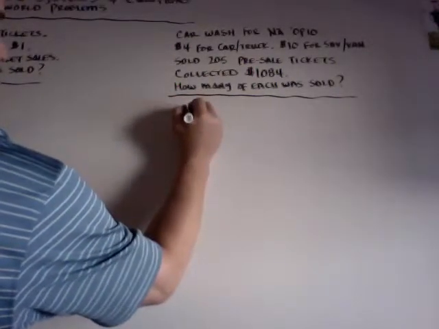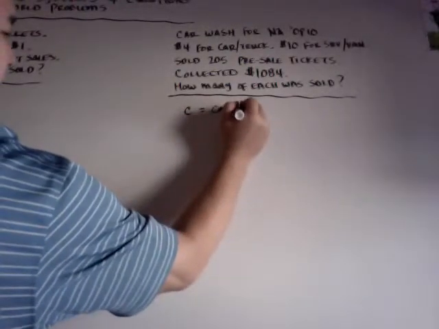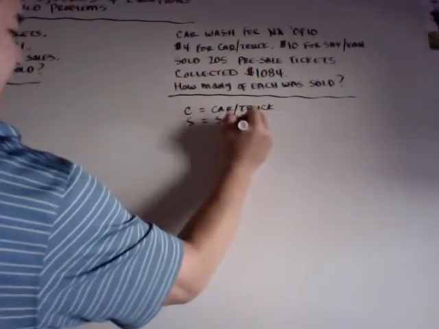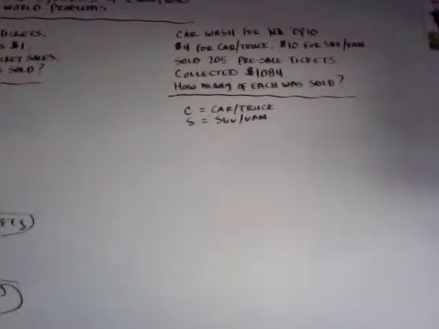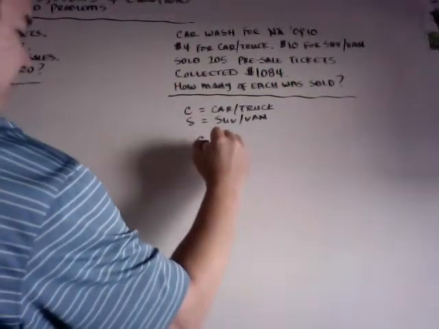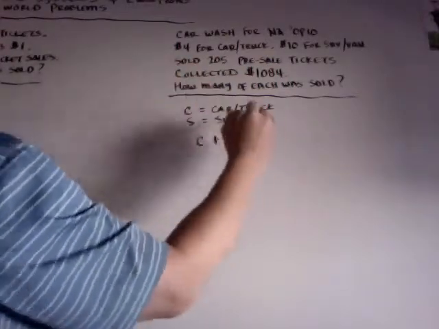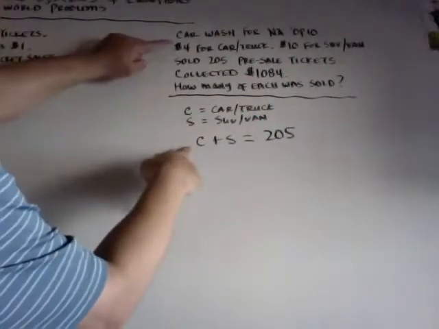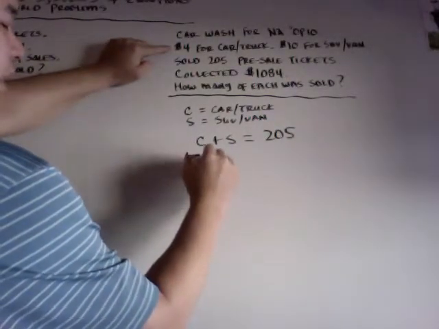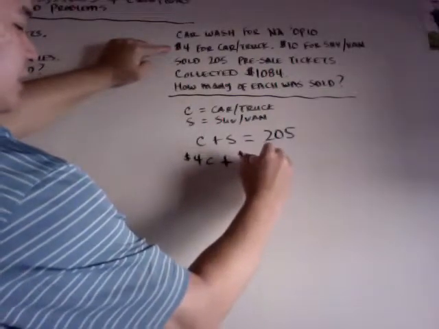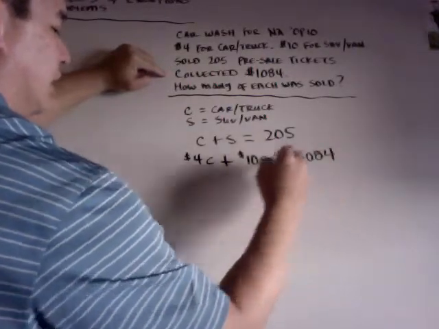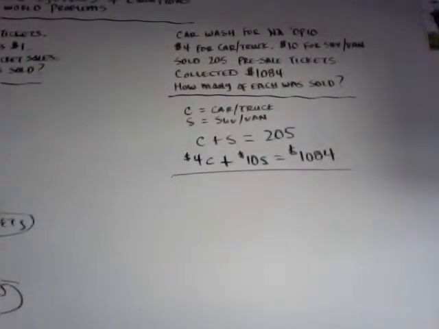Okay, again, first one is number. So let's just call this one C for cars and trucks, and we'll call S for SUVs and vans. It would just be C plus S is equal to the number of tickets, which was 205. So that's the easy one. And now we need to do value. So cars is $4 for each. So it'd be 4C for cars plus 10S for SUVs and vans is equal to 1,084. Okay, so you can see how that is set up.